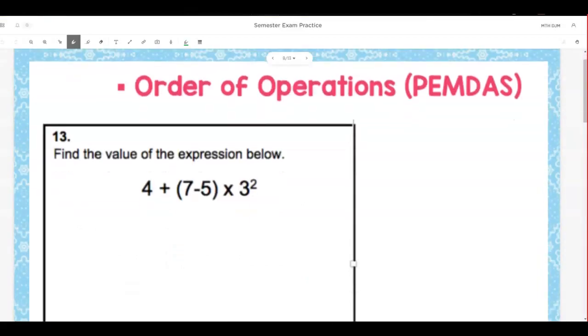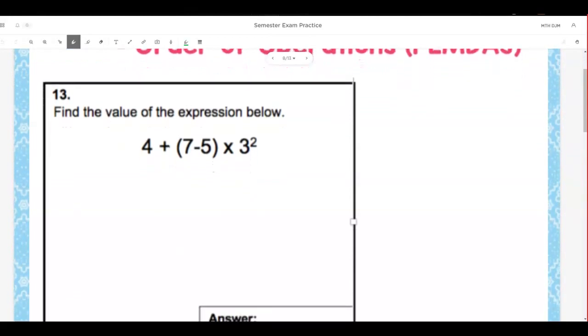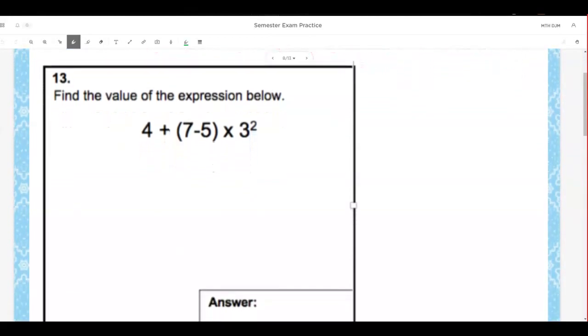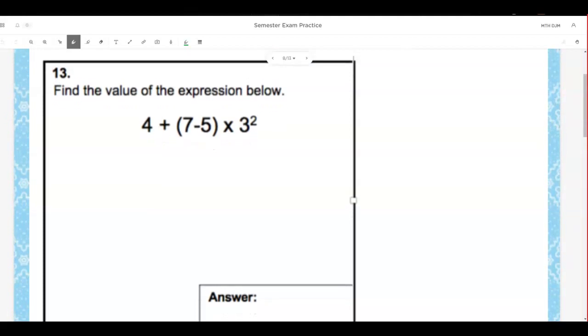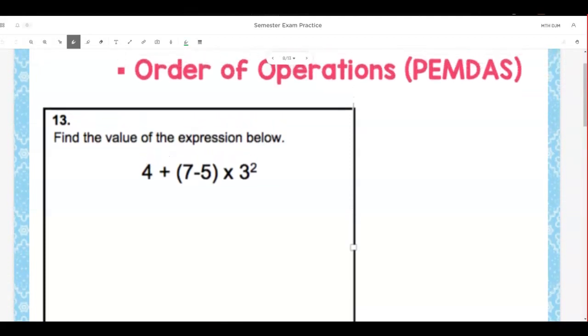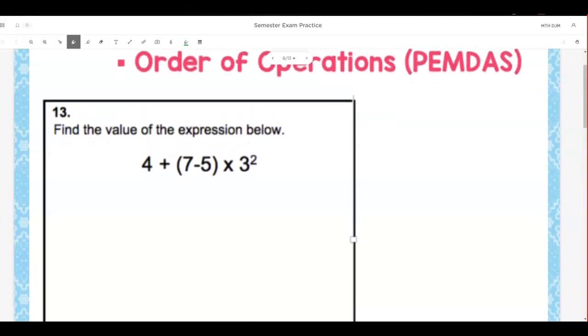Okay, finally, question 13. I think this is where the recording stopped from my other one. We did an expression like this yesterday. Remember, order of operations, PEMDAS. We're going to break this down into smaller parts. If you have a question like this, I want you to write the word PEMDAS, if you can remember. Please Excuse My Dear Aunt Sally.